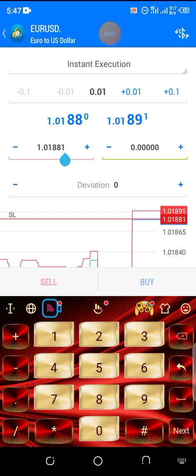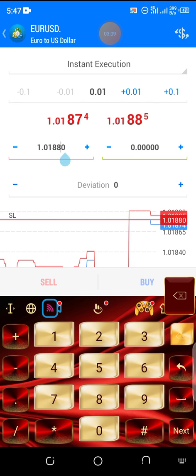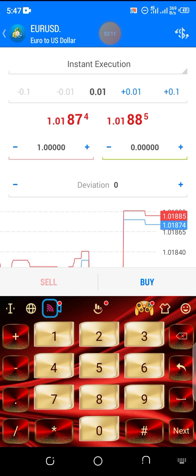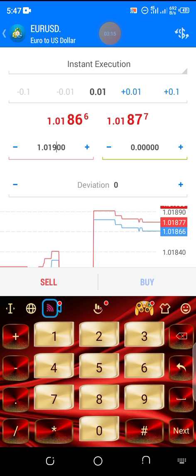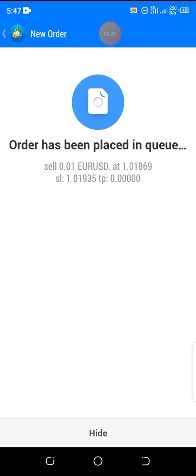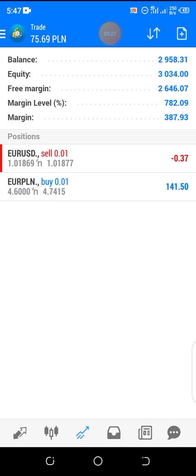That's the pip calculation I'm doing now. I'll now change it to the value of the calculation we did. It was 1.01935, and I'll go immediately and say sell. Good, it has been placed.